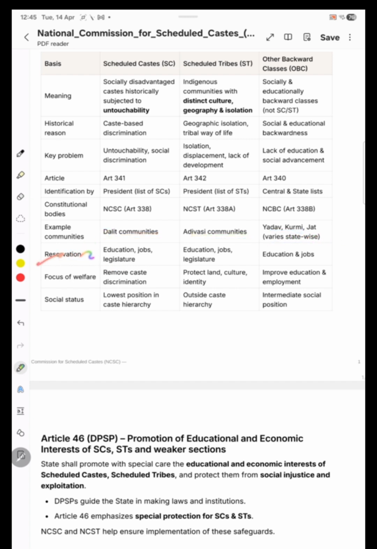Now for Scheduled Castes, we give reservation in education, jobs and legislature. Scheduled Tribes also. And for OBC we have reservation in education and jobs. Now the focus of welfare: for Scheduled Castes, the focus is to remove caste discrimination. For Scheduled Tribes, the focus is to protect land, culture and identity. And for OBC the focus is to improve education and employment. The social status of Scheduled Castes is the lowest position in the caste hierarchy. Scheduled Tribes are outside the caste hierarchy, and OBCs have an intermediate social position, right?